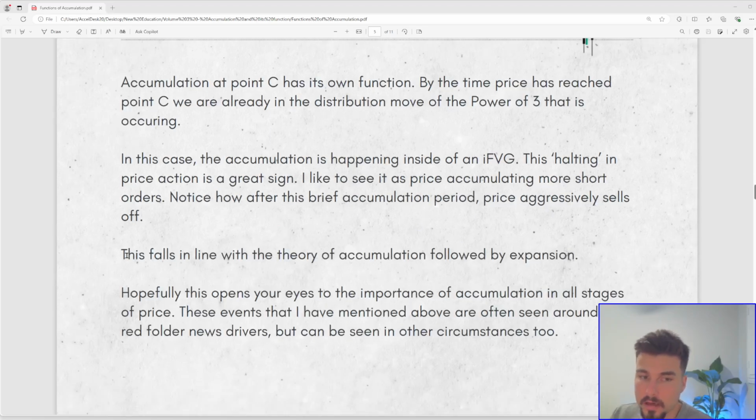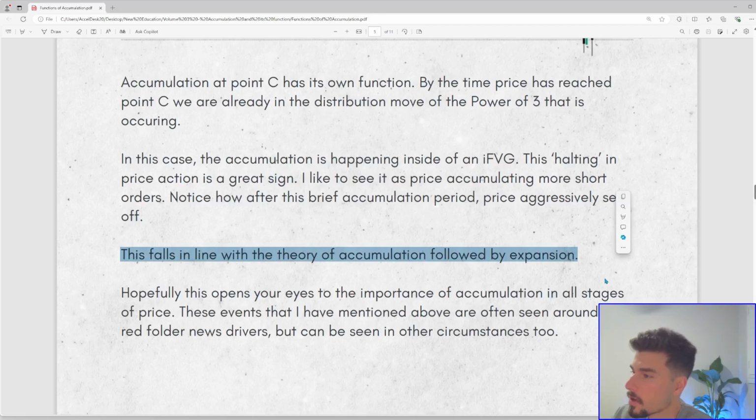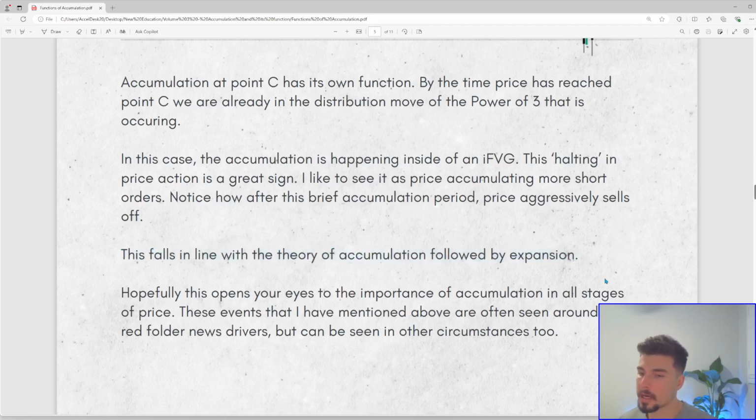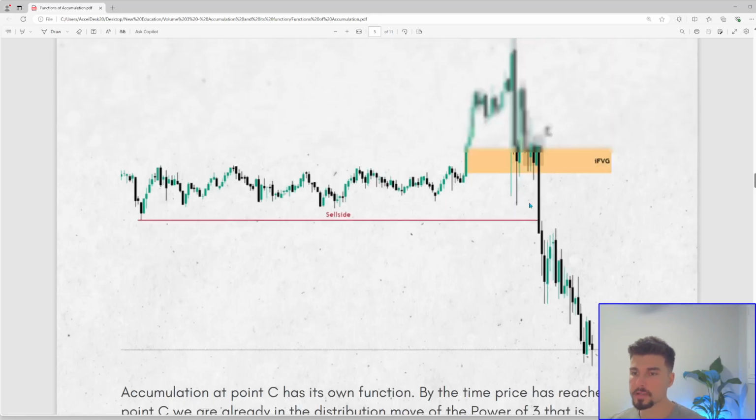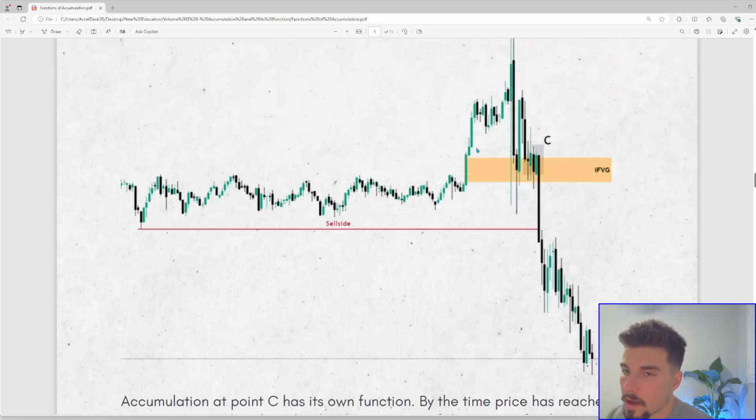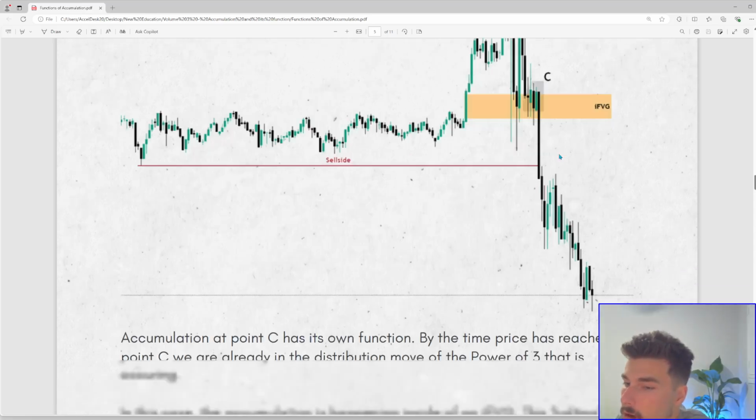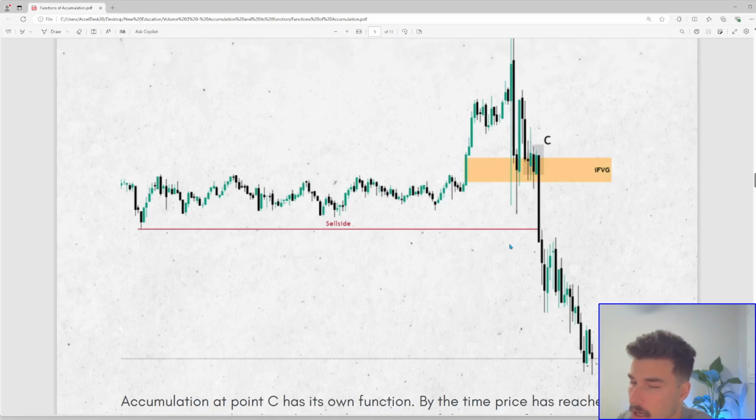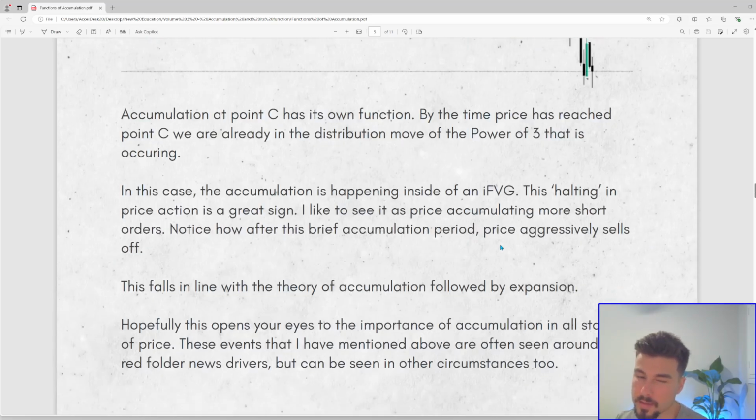Again, this falls in line with the theory of accumulation followed by expansion. Again, most of the time when you accumulate, you expand. Even here, right? Even here, we have accumulation and then we expand. Accumulation, expand, accumulation, expand. When you see these things happen in key zones or key PDRAs, it increases, I guess, the importance of seeing that accumulation. I think that's a really important note.